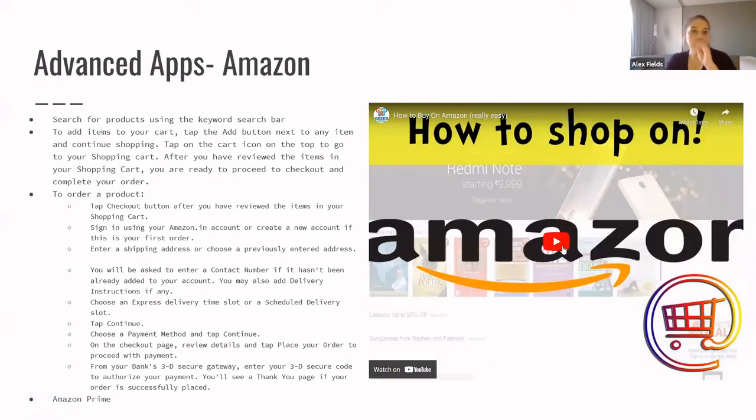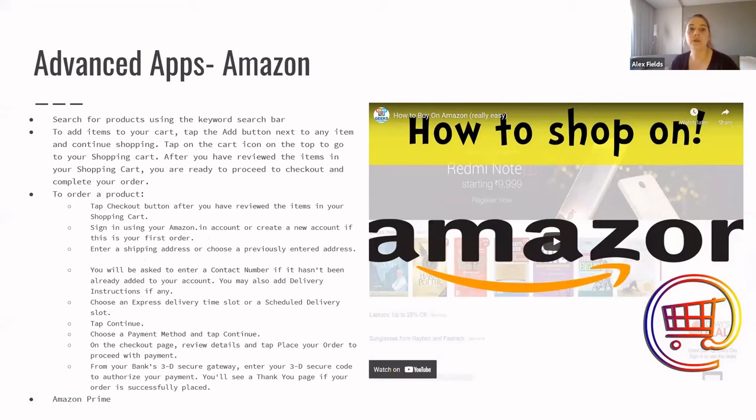Amazon. So yes, there are a lot of functions with Amazon. To begin, you can search for products using the search bar at the top, and then you would add items to your cart. You could just click the add button, or if you wanted to buy that product right away, you can click buy now.